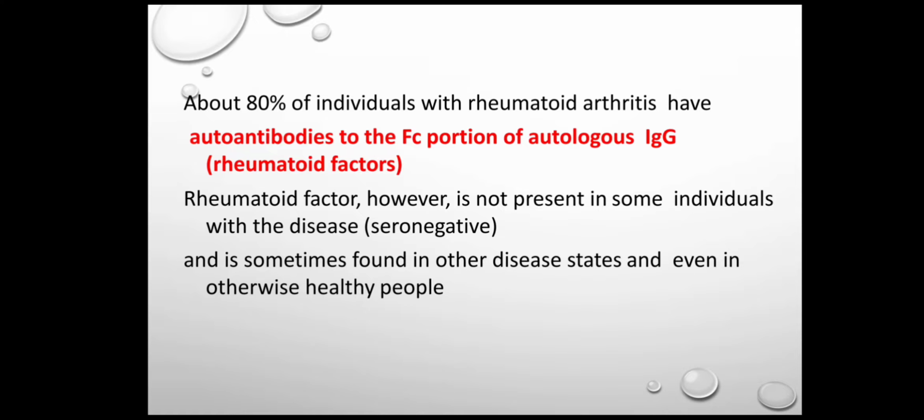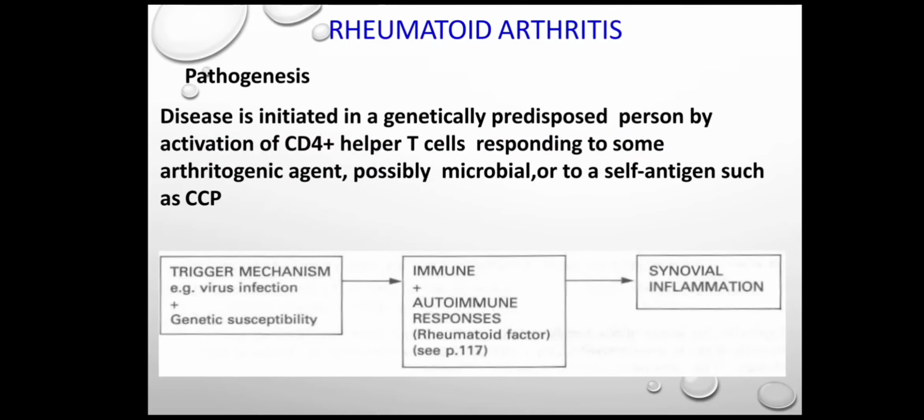Rheumatoid factor, however, is not present in some individuals with the disease, that's called seronegative, and is sometimes found in other diseases as well. So it is not specific. That's why rheumatoid factor is less specific than cyclic citrullinated proteins in rheumatoid arthritis.